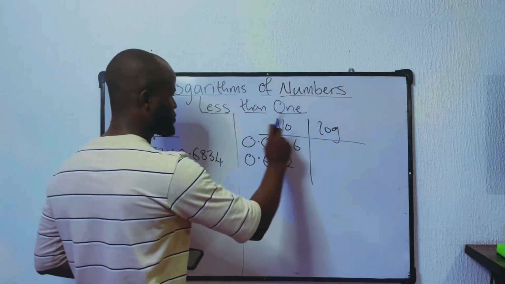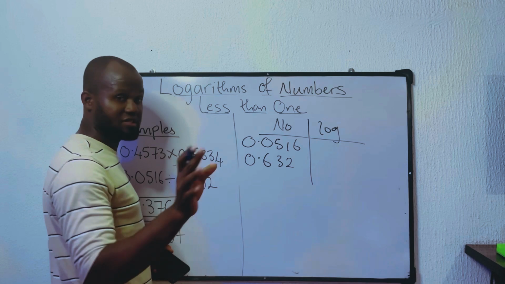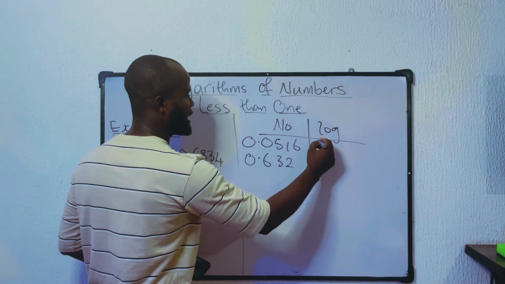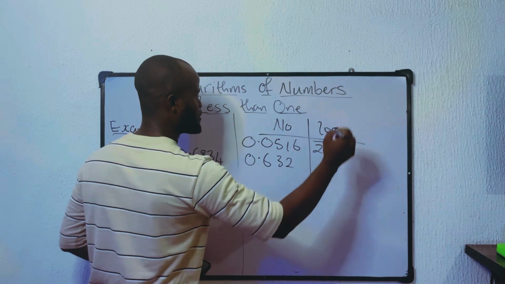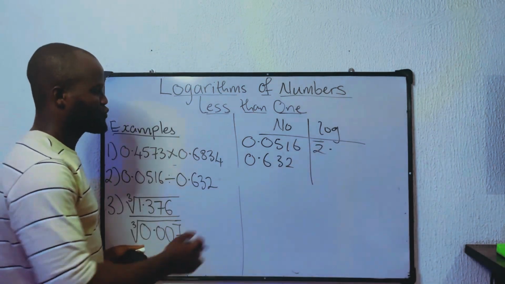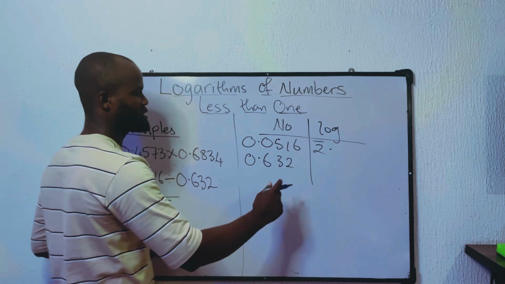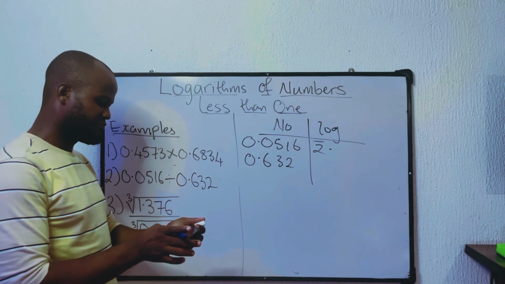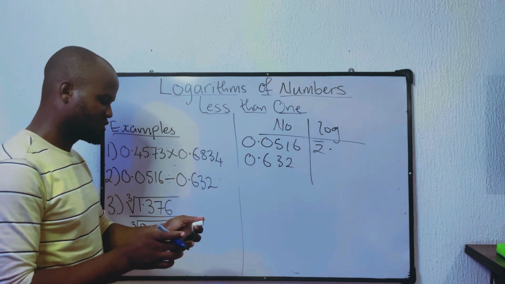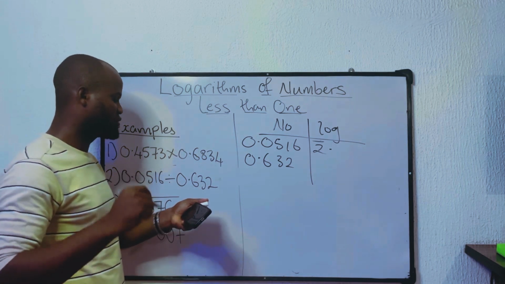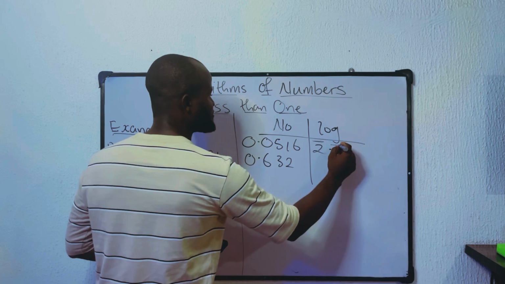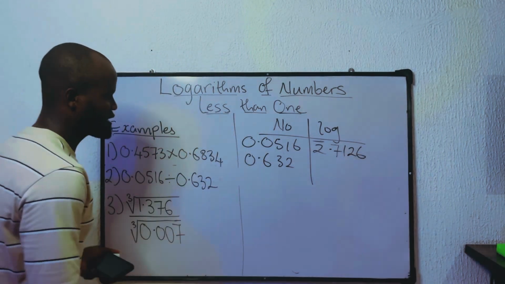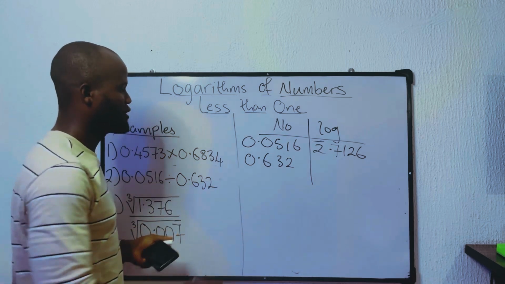So what's the logarithm of 0.0516? First step, how many leading zeros can we find here? That is 2. So we have bar 2 point. So we are now looking for the logarithm of 5.16, and that is log 5.16. So that gives us 0.7126. Okay, next 0.632. How many zeros here?